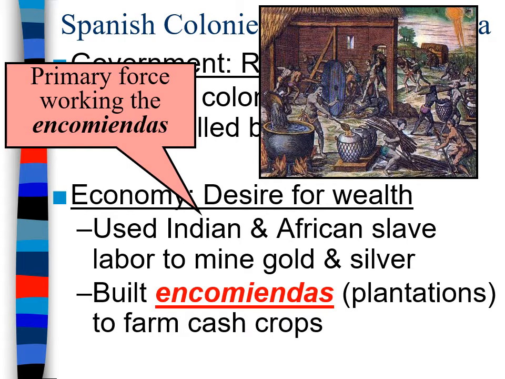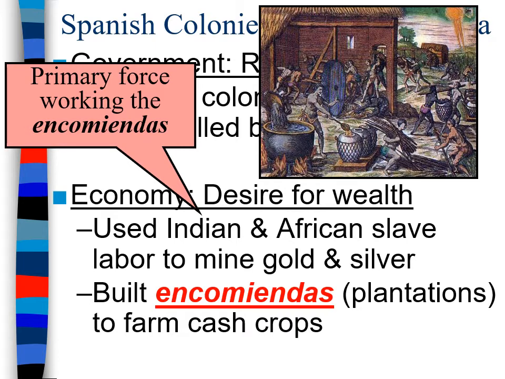The use of natives is the primary workforce of what's known as the encomienda system, where they will encourage Spaniards to come to the New World, set up home. They will be given natives as slaves to manually harvest a lot of times, or mine these areas, hoping to get rich, and that those Spaniards will hopefully settle in those areas. These encomiendas are plantations in order to farm cash crops.